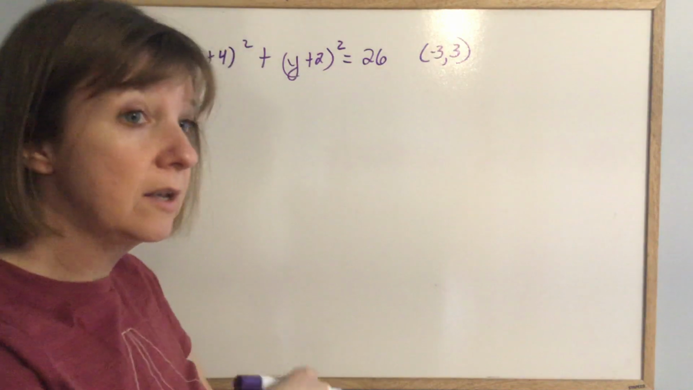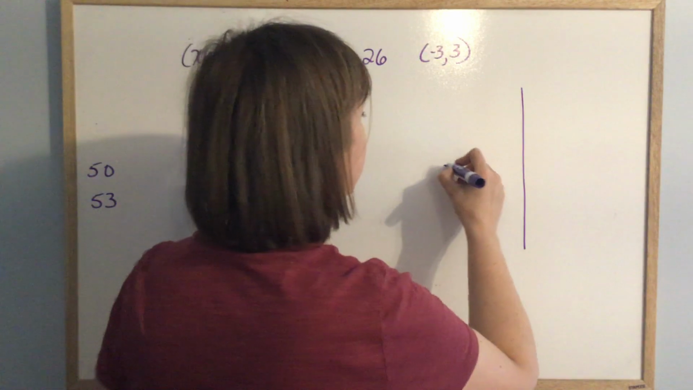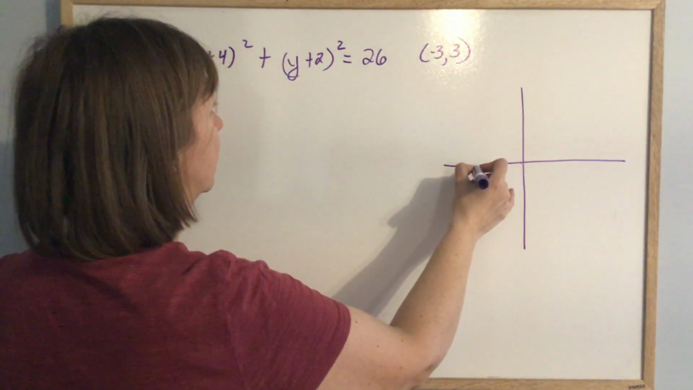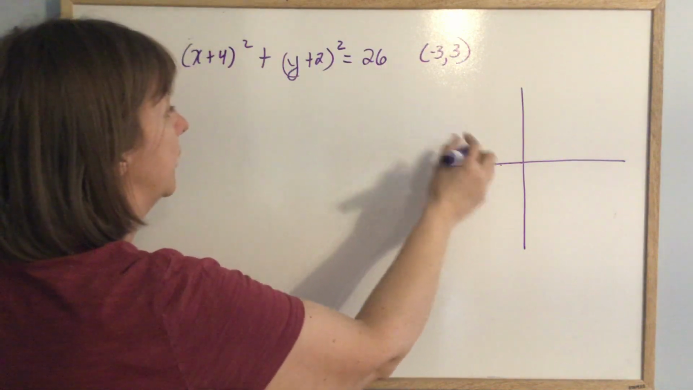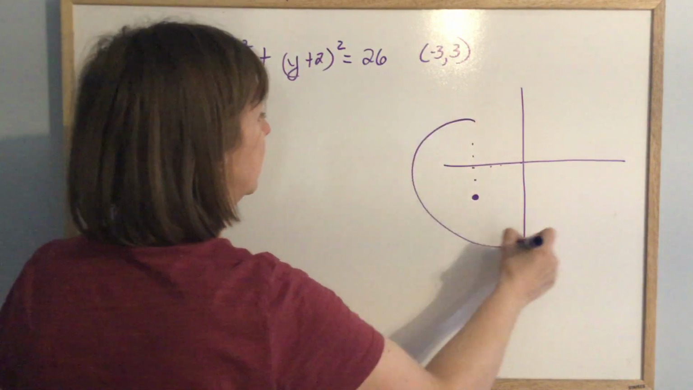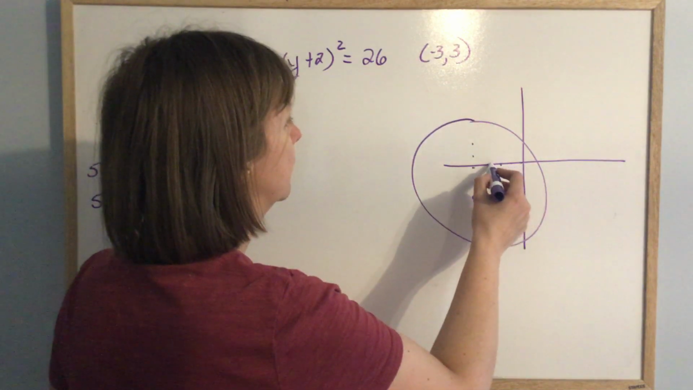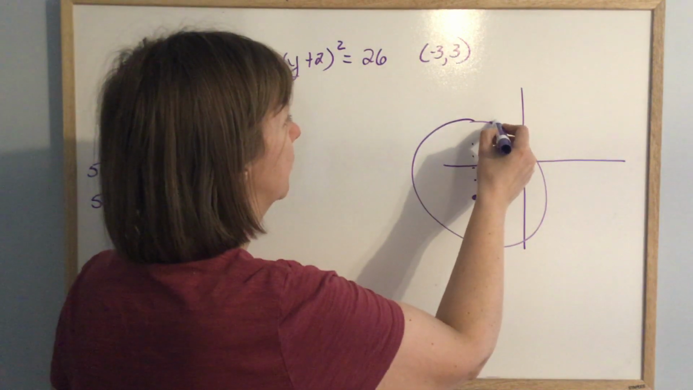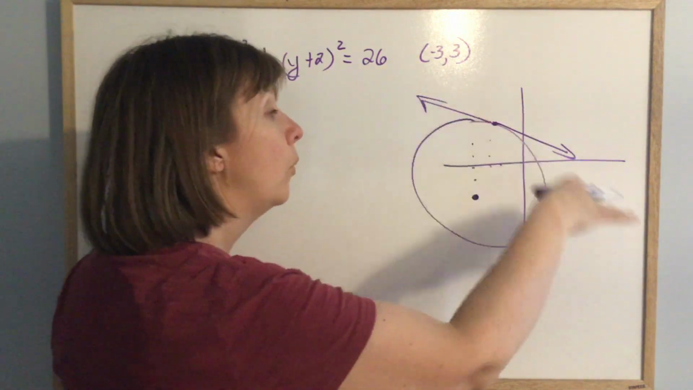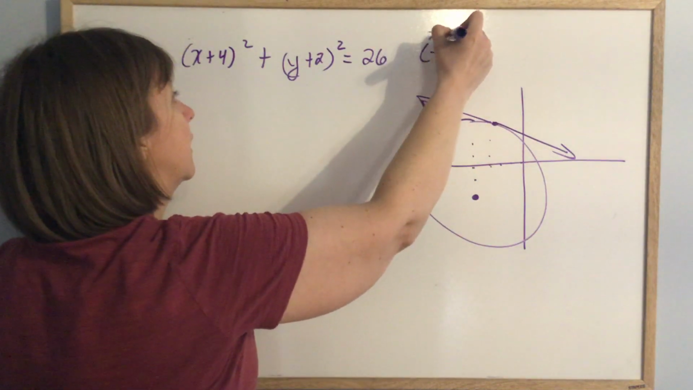So again, just for visual sake, no need to draw it if you don't need to, but if it helps you, it helps you. Helps me. The center of my circle is going to be -4, -2. My radius is going to be about 5.1, so about here. That's a really good circle. And at -3 and 3, that's going to be on the edge of the circle, and there's going to be a tangent line. What is the equation of that tangent line? So this is an x1 and this is a y1.